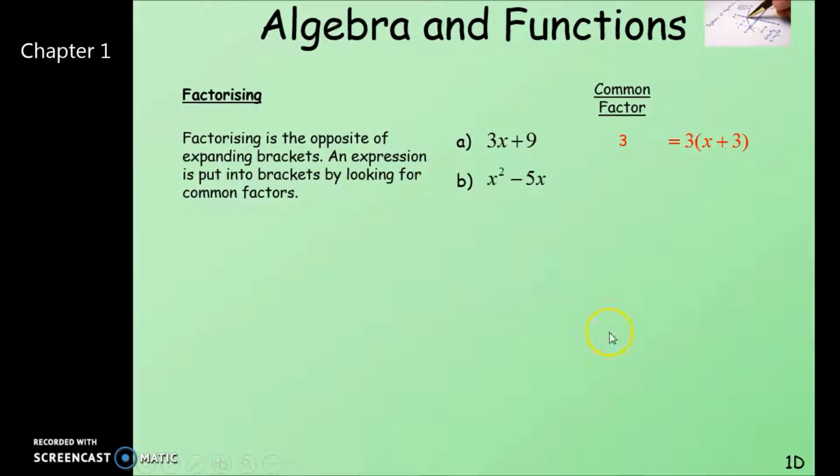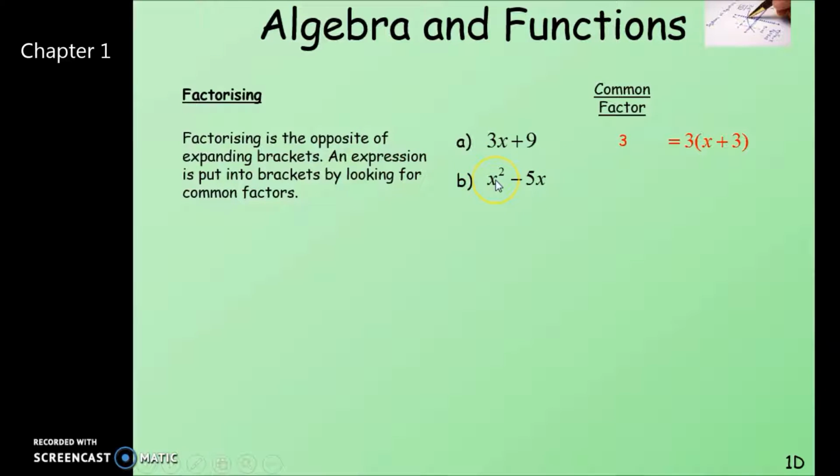Another example. We're looking for, again, what is the common factor here? Well, there's no numbers. There's a 1 here, but there's no point factoring out a 1 because it won't change anything. You'll just end up with the same term inside the bracket. So we're looking at the letters.